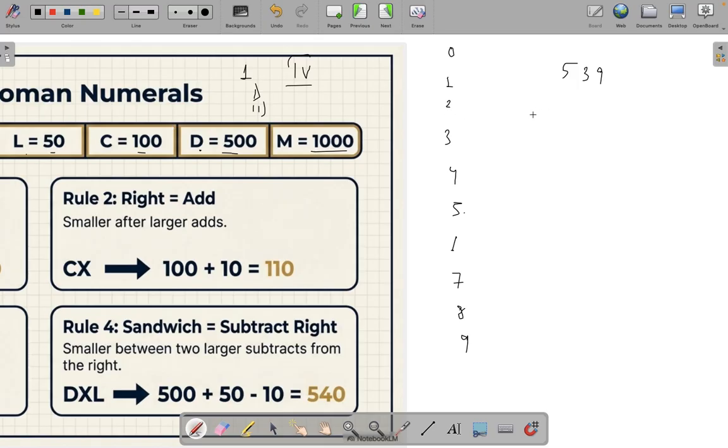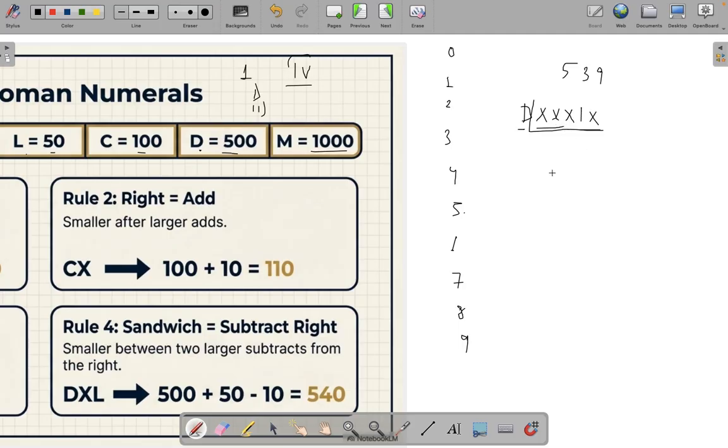So D means 500, right? And then you're writing triple X, right? And then IX, right? So this becomes 530 and then 9. But there is just one issue with this. You cannot write so many X at once, right? You are only allowed to write 3 X at once.